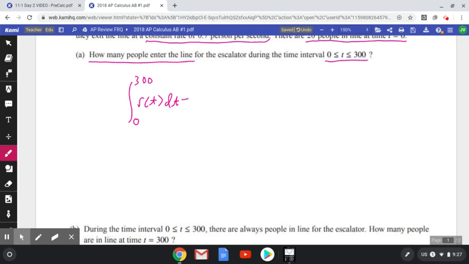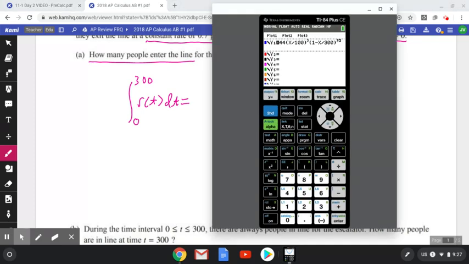Now, what you're going to want to do with this one is type that r of t equation into your calculator. I've already done that. Take a moment to pause the video and see if you can type this in. You'll notice that r of t is replaced with y1 in your calculator. That's what your calculator understands. And you'll also notice that the t is x. Your calculator works best with x's and y's in the function mode, and you'll want to use that.